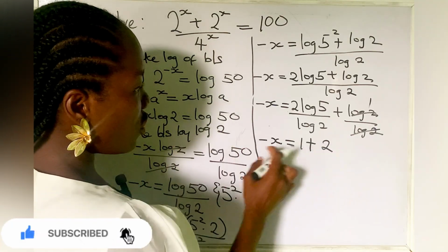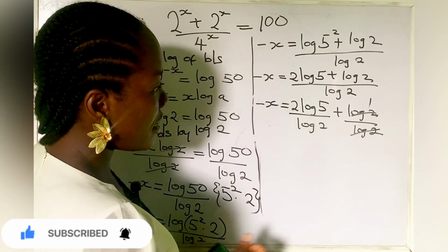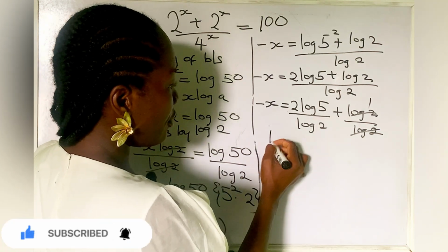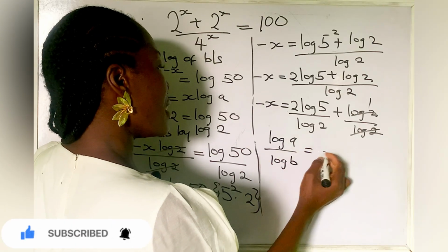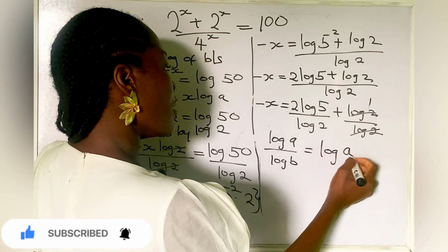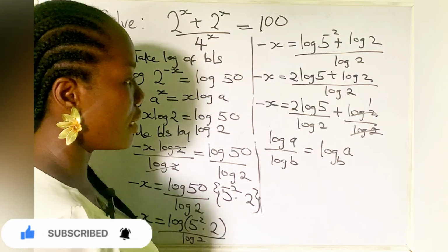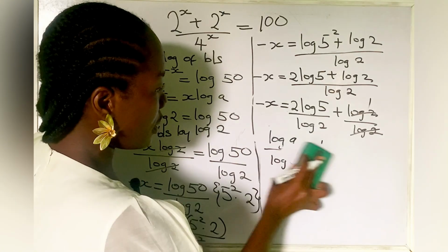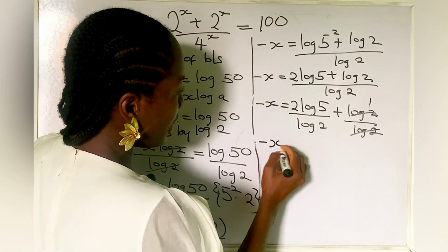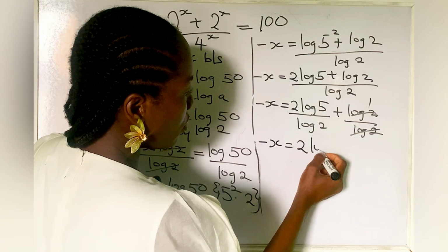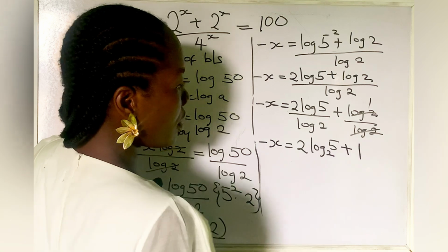Okay. Now we can change the base of this before we get to this place. Let's change the base of this. When we have log a over log b, it is the same thing as saying log a base b. So the denominator will become the base for this situation. All right. So now this is minus x is equal to 2 log 5 base 2 plus 1.